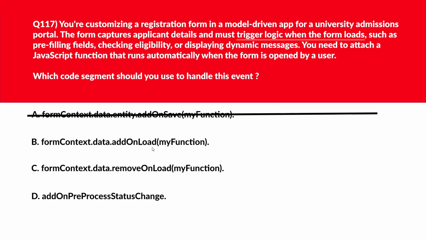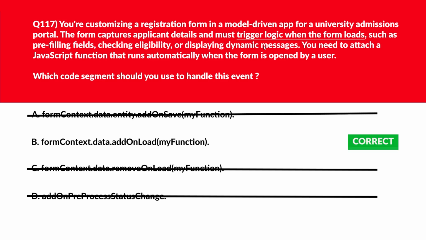Option B, if you look, addOnLoad attaches a function that runs when the form loads, enabling dynamic field behavior and initialization. Looks good. Let's keep it. We'll move now to option C. C says removeOnLoad. removeOnLoad detaches a function and doesn't trigger any logic. Let's delete this. We'll move to the last option. addOnPreProcessStatusChange handles status transitions, not form load actions. Wrong answer. We'll lock option B as the correct choice.